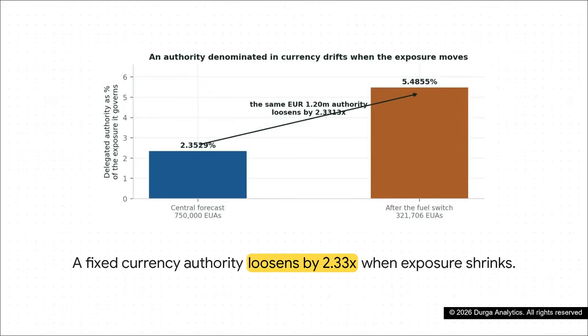You see, a currency limit governs an exposure that moves. Let's say a fuel switch at your installation drops your central exposure shortfall from 750,000 allowances down to about 321,000. That exact same 1.2 million euro authority suddenly loosens by 2.33 times in relative terms. It goes from governing roughly 2.3% of your exposure to nearly 5.5%. And it does this entirely on its own, without a risk committee deciding a single thing.